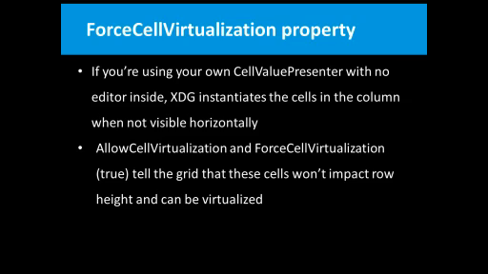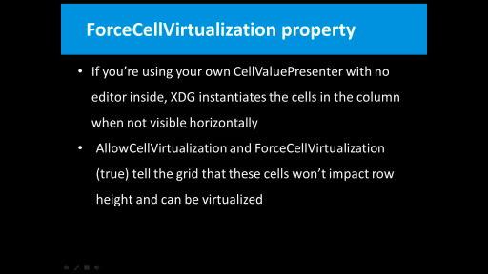So you need to set the ForceCellVirtualization property to true to tell the grid that these cells which are off screen, which are templated using your own template, will not cause the row to get any bigger. So the grid can be safe to assume that the row height as determined by the cells in view will not be changed by the cells out of view. So you're basically telling the grid not to worry because you will not be providing content that's any bigger than the one that's provided in the visible cells.